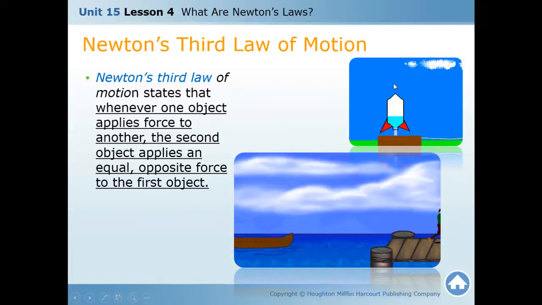Did you see the rocket? When the rocket moves up, what will happen? Yeah, it makes a pump. This pump makes a force to help the rocket move upward, and this reaction, which happens here, moves downward.